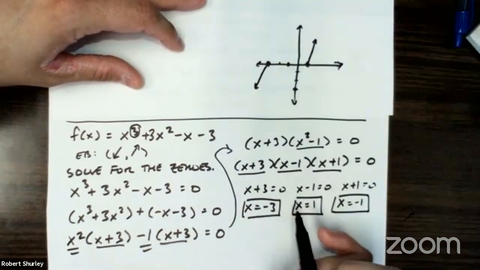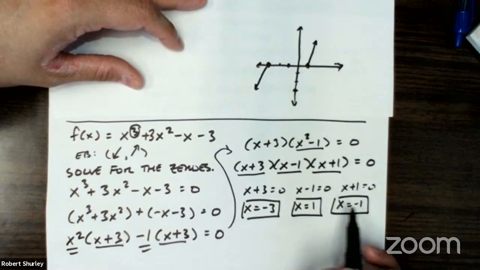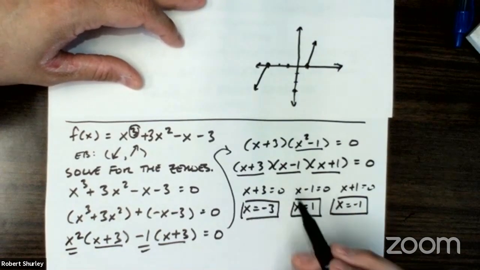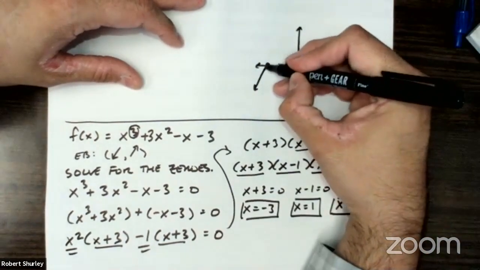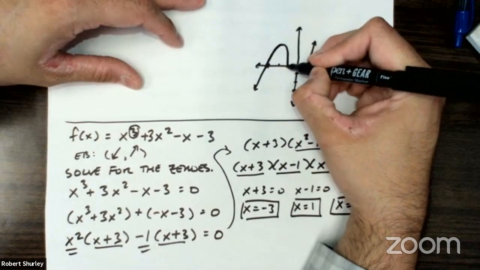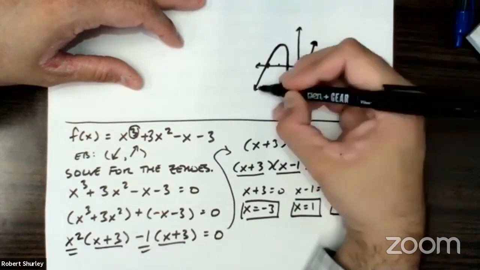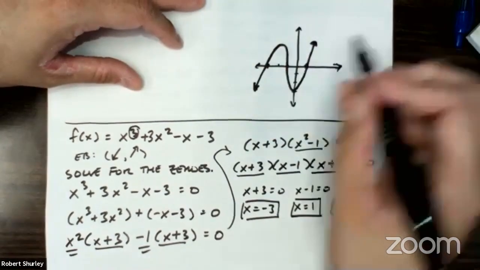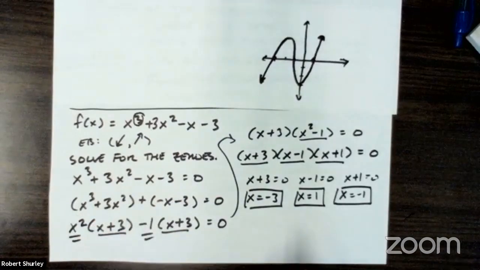But now look, none of these repeat. Do you see that? -3 doesn't happen twice, 1 doesn't happen twice, -1 doesn't happen twice. And when they don't repeat, it means that our graph goes through those intercepts. So it goes through them, goes through down here, and it goes back through up here. So the graph of this function looks something like this. It's not perfect by any means, but it looks something like that.